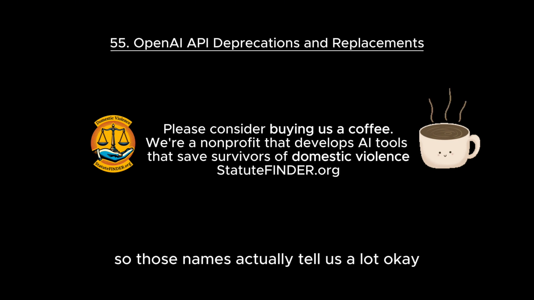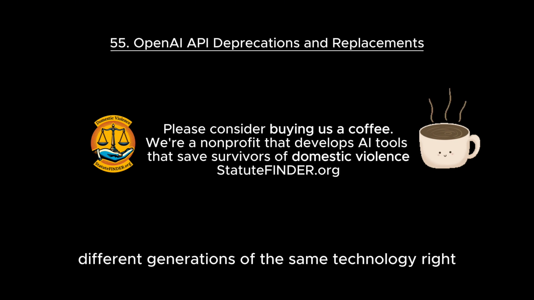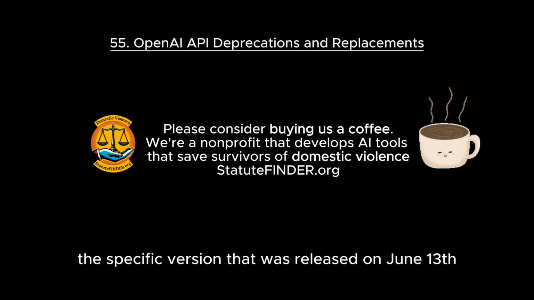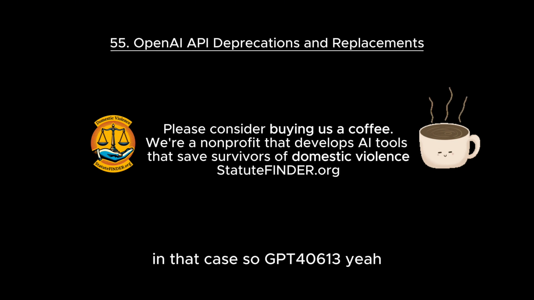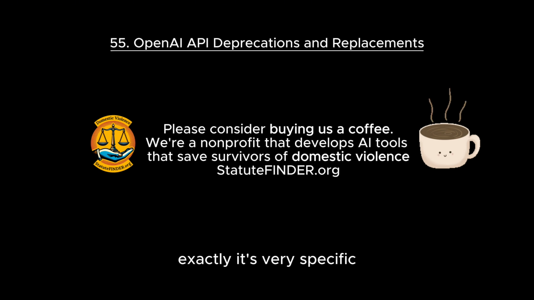So those names actually tell us a lot. The base name, like GPT 3.5 or GPT 4, points to the model family. Think of it like different generations of the same technology. Then you have that date-based suffix like 0613, which pinpoints the specific version that was released on June 13th in that case. So GPT 4 0613 is a specific version of GPT 4 released on June 13th. Exactly. It's very specific. Why is it so important to know which version you're working with?